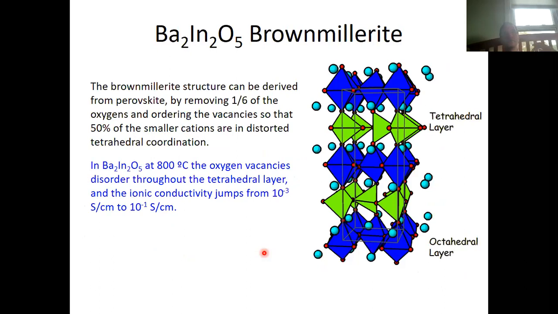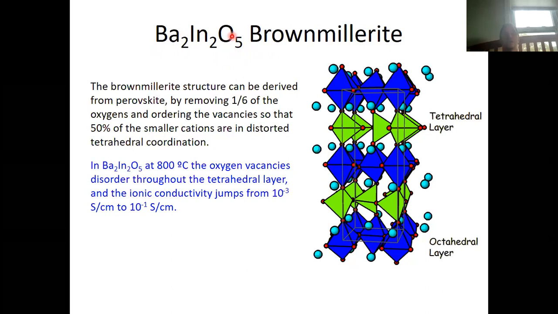Okay, so the fluorite structure is not the only structure that supports ion conductivity. There are also other structures. For instance, the brownmillerite structure, which can be derived from the perovskite structure by removing 1/6 of the oxygens. So again, at first glance, it's not quite obvious what this composition has to do with the perovskite structure, because normally the perovskite structure has the composition ABO3, okay? But when you consider that we have a defect structure here and add 1/6 of the oxygen, then the composition would become barium 2, indium 2, O6, okay?